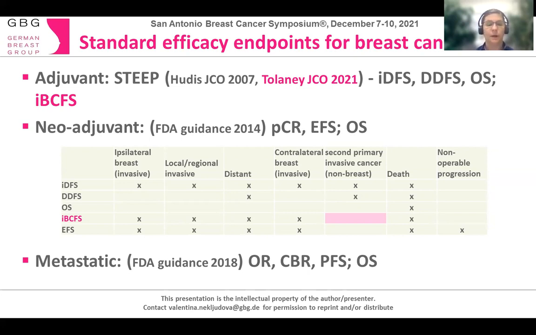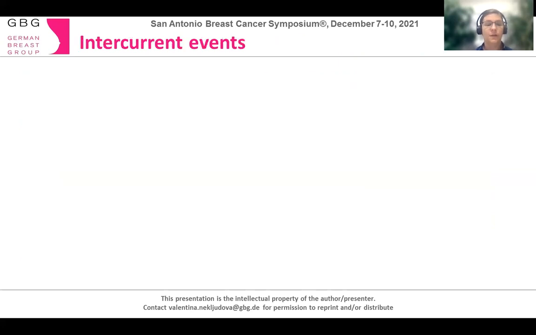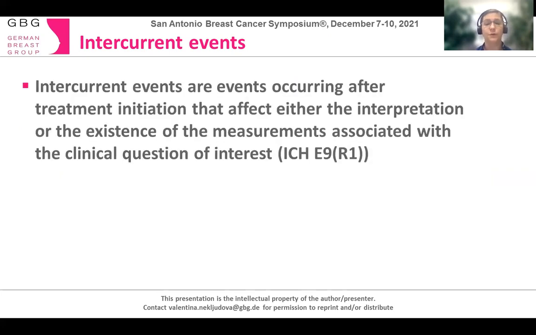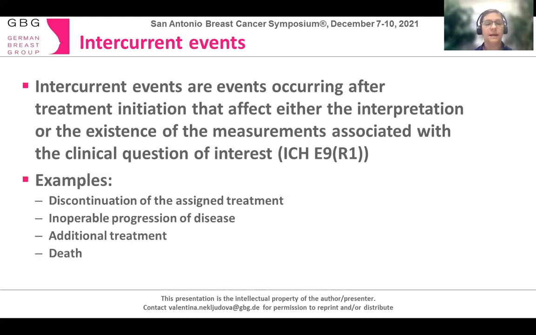Now let's move to the intercurrent events, which are not a new aspect, but they are very much in focus of the E9 addendum. Here's the definition. Intercurrent events are events occurring after treatment initiation that affect either the interpretation or the existence of the measurements associated with the clinical question of interest. Here are some examples.